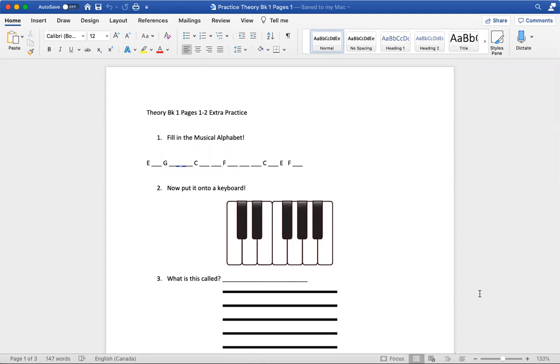We remember that our musical alphabet goes from A to G and repeats, or we can start it anywhere. In this case, we are starting from E. So we know that after E comes F, after F comes G, and then it repeats. So A, B, C, D, E, F, G, A, B, and let's check that we're right. After B comes C, so that works. D, E, F, and finally G.